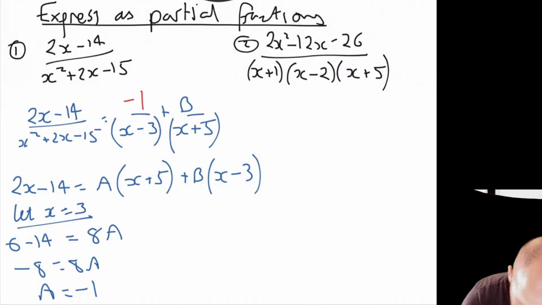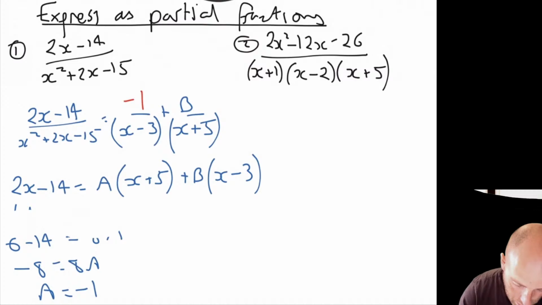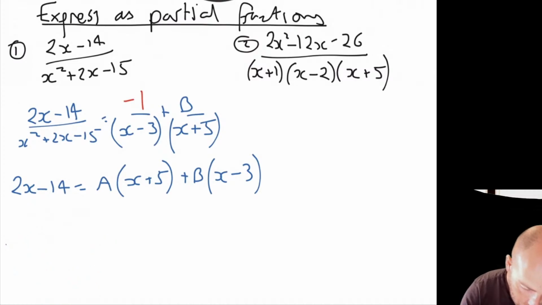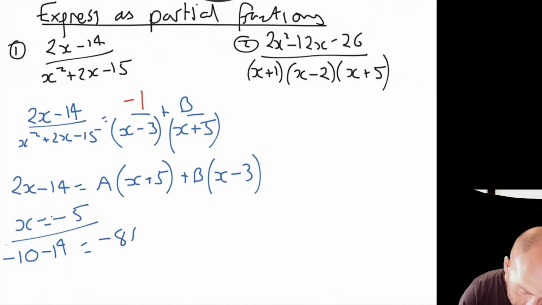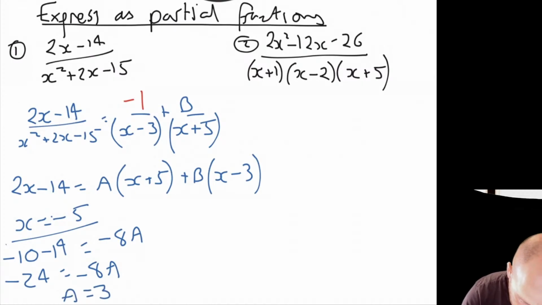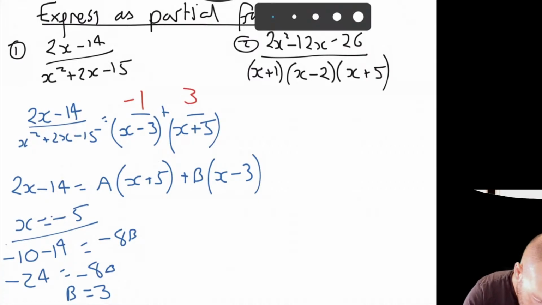Then we do the same thing for B. So we're going to substitute x is minus 5. So we get minus 10 minus 14 equals minus 8B. So minus 24 equals minus 8B. So therefore B is 3. Wait, I wrote A instead of B. That should all be B. So yeah, B is 3. So let's write it in there. So that is the first one done.